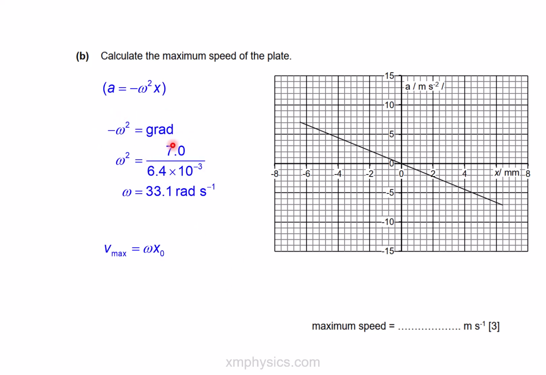So just equate negative omega square to the gradient of the graph. Calculate the gradient of the graph. You can use any of these points here, but for accuracy, you should pick the larger value. So you're going to pick either this one or this one. Once you have the value for omega, just plug into this equation here, and you arrive at the correct answer.